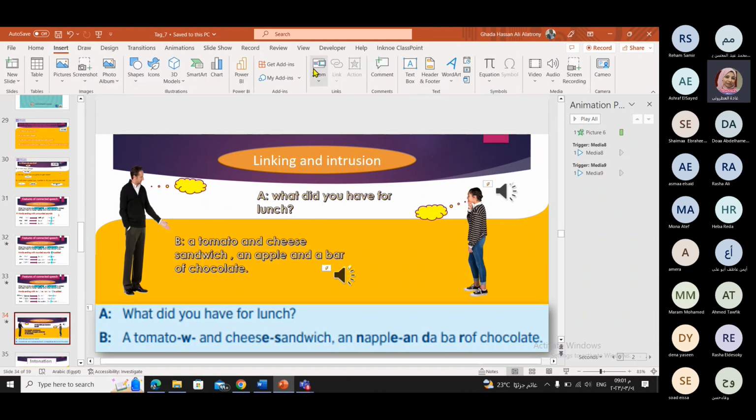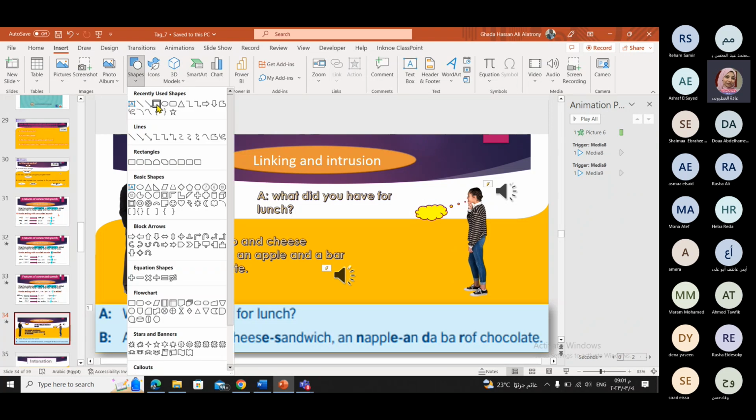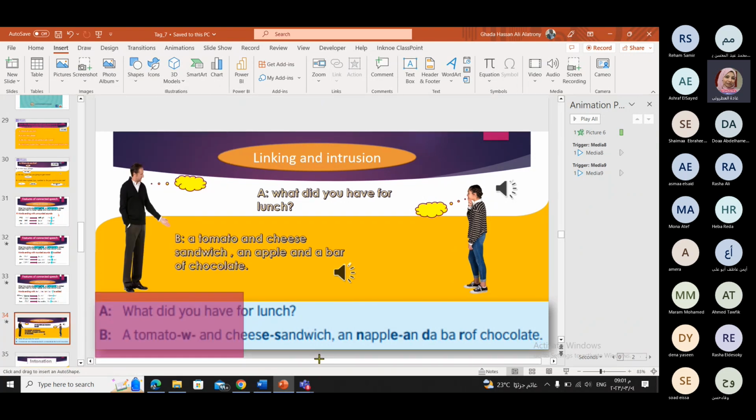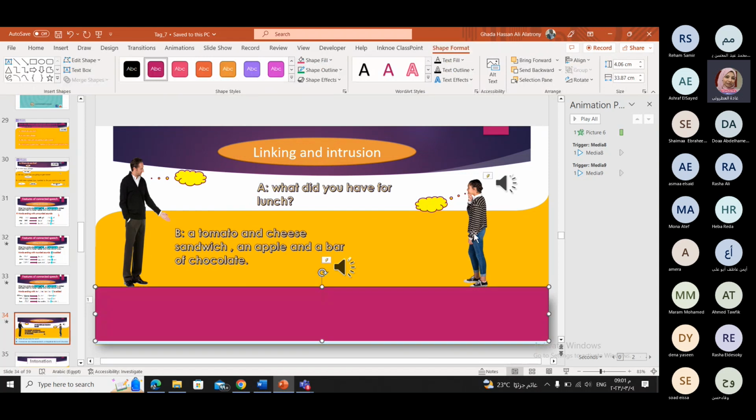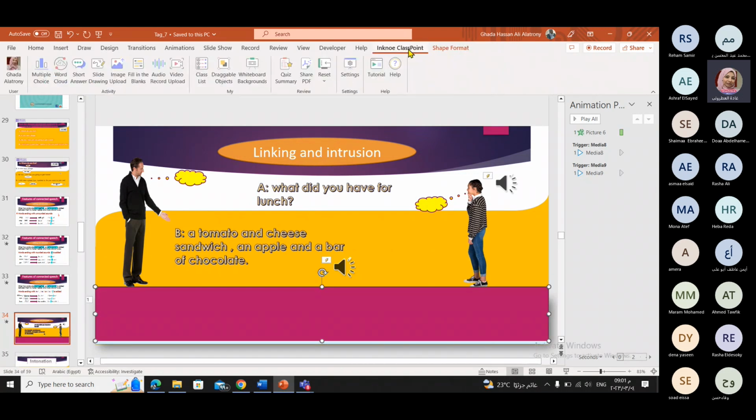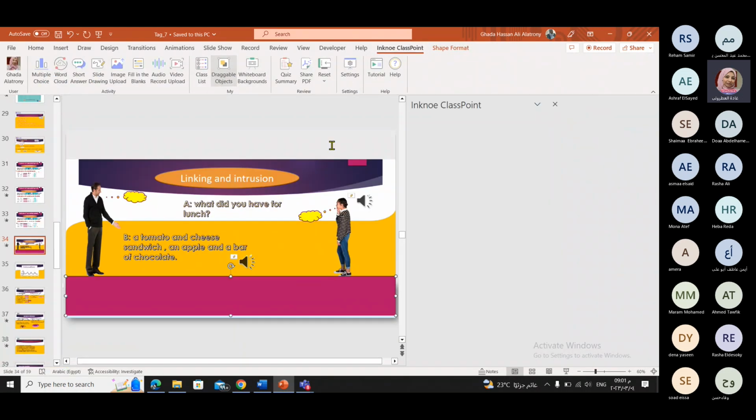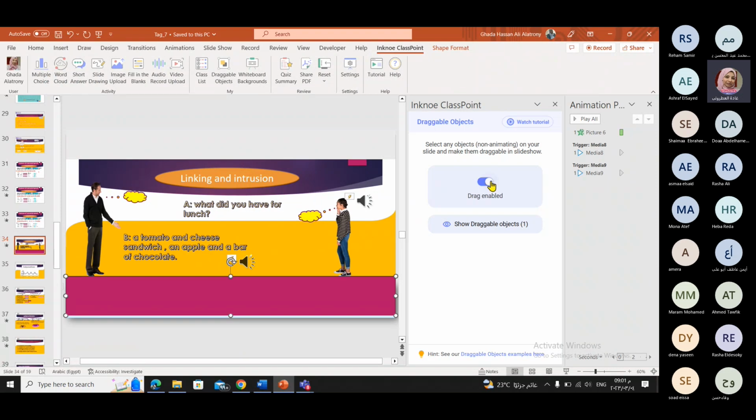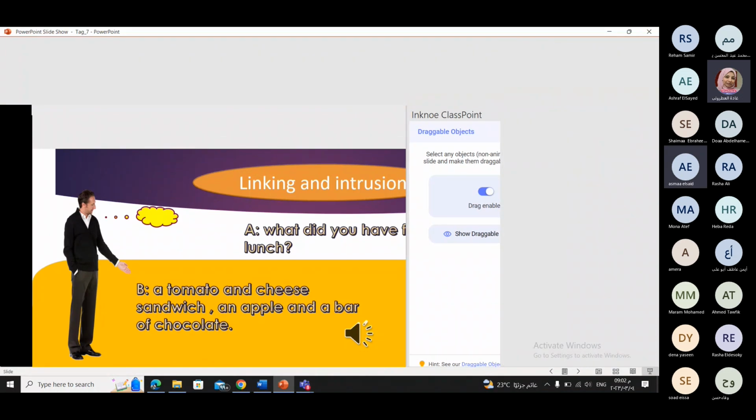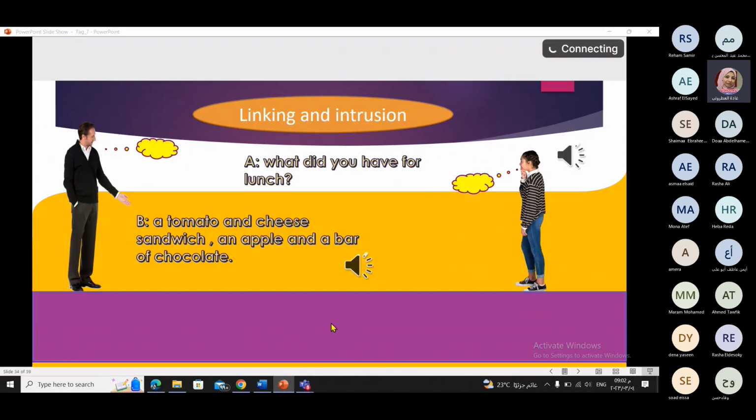142. Yeah, perfect. Okay, let me do something by the way. I'm going to hide this and make it like a draggable, and go back to the slideshow.